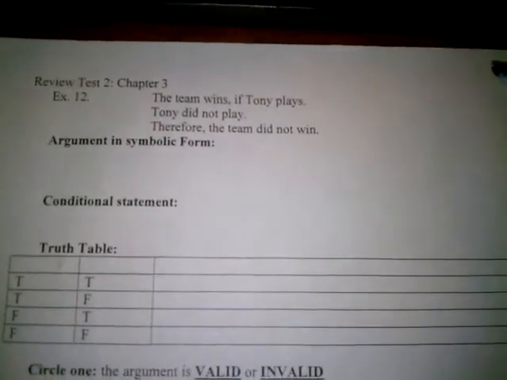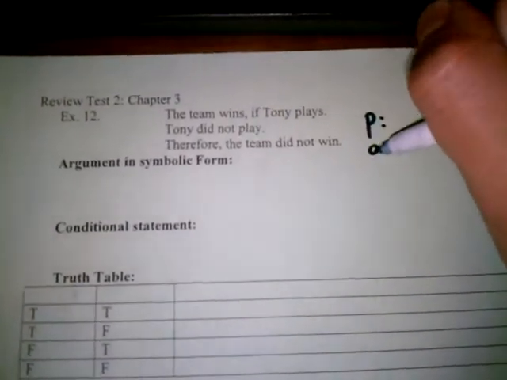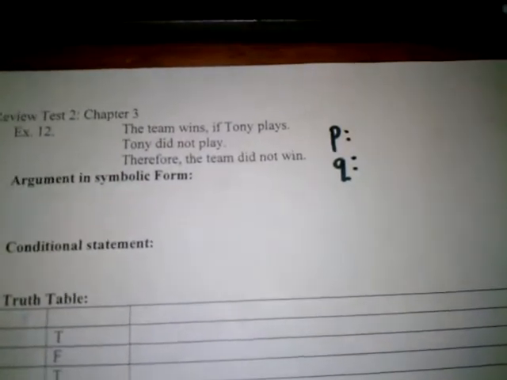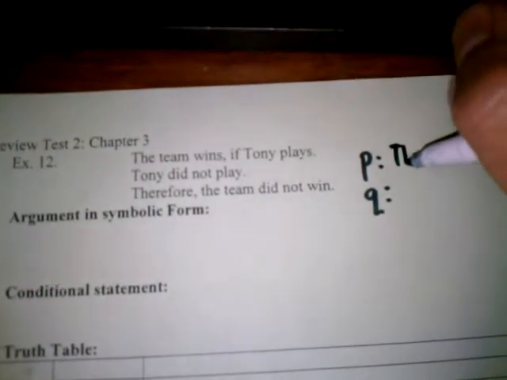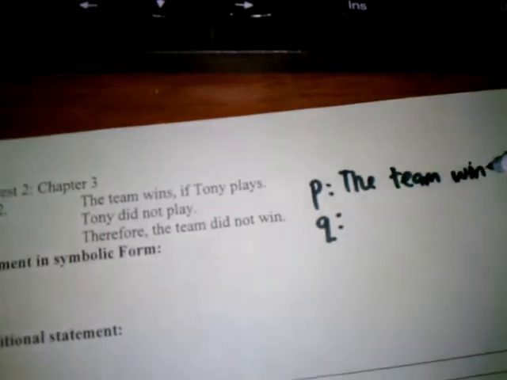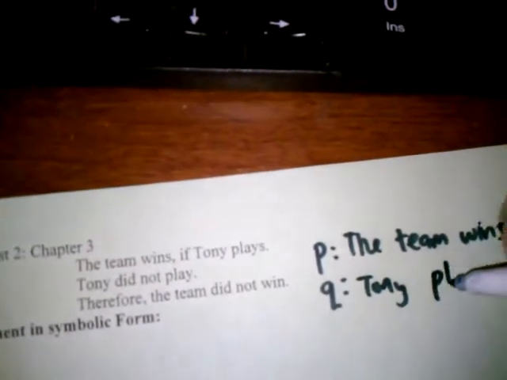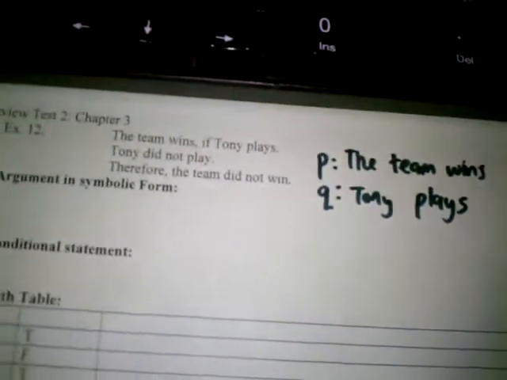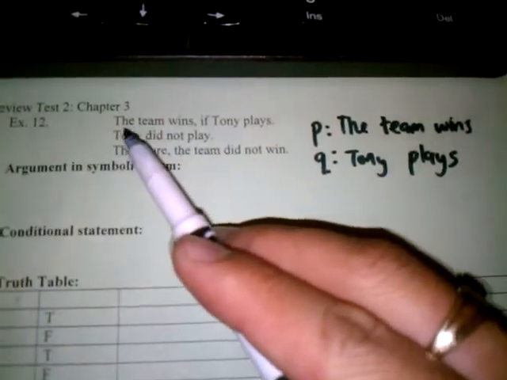So how do you write this argument in symbolic form? First you have to tell me what the statements for P and Q are. So in this case, we have two statements. The first statement is the team wins, and the second statement is Tony plays.